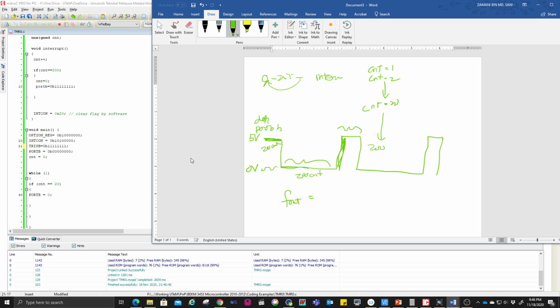F out is equivalent to F clock divided by 4, the 4 cycles, divided by 2, divided by the whole timer 0, which is 255. And how many counts? This is 20 counts. And we are going to calculate this one.